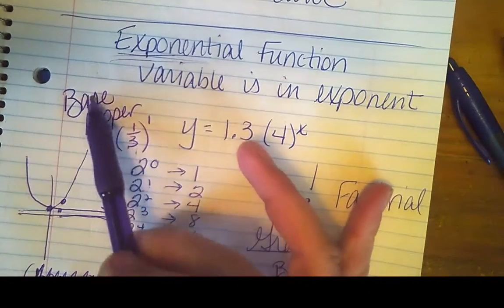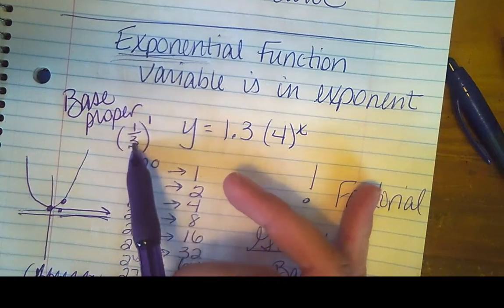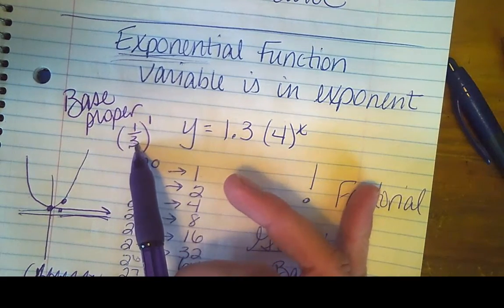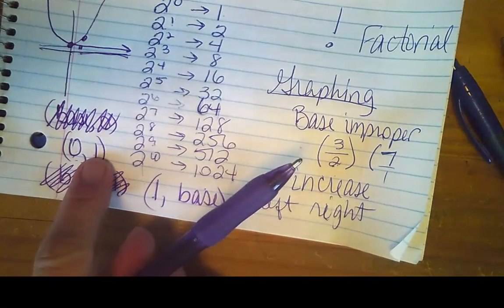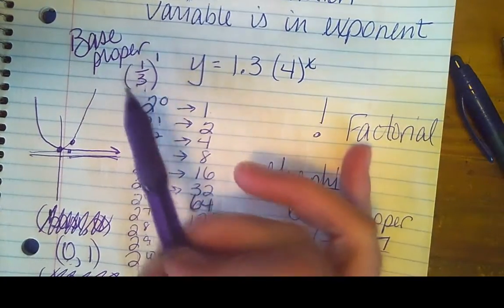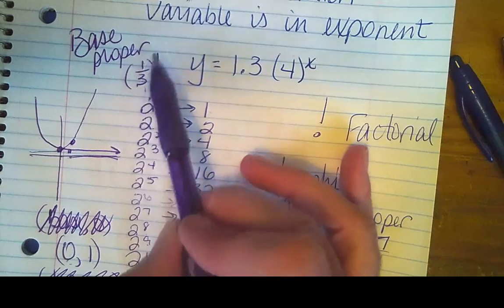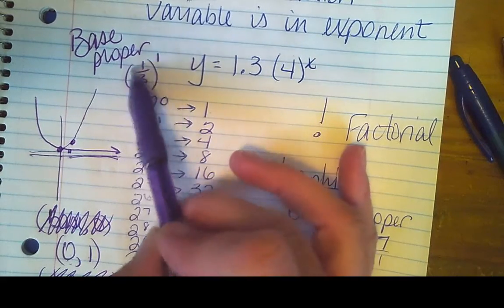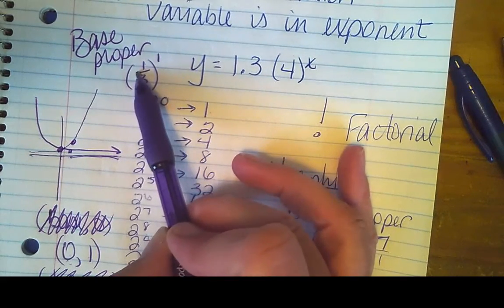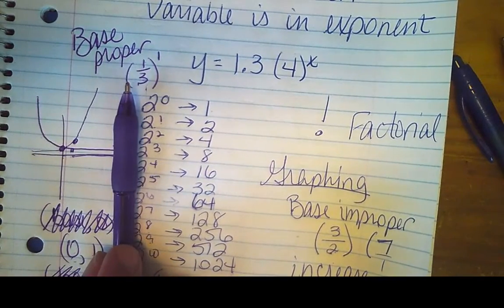If I'm graphing and my base is proper, in other words, small over big, then I still know that 0, comma 1 is on that graph. I still know that 1 comma base is on the graph because if I raise it to the first, I get this back. And I also know as I read it from left to right, it'll be decreasing.